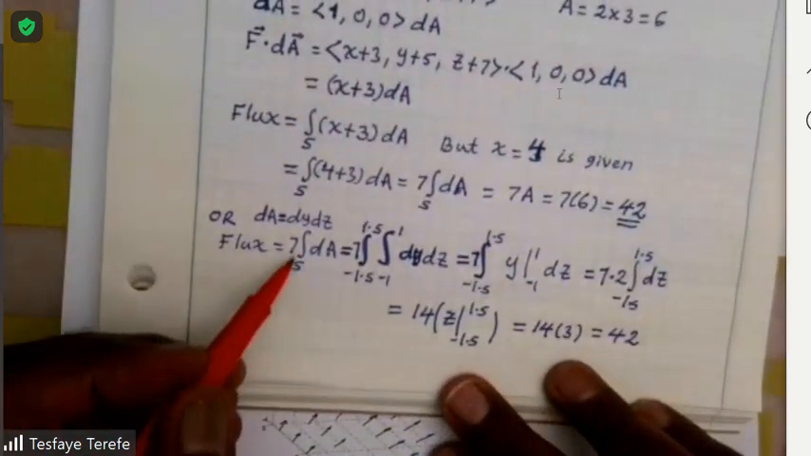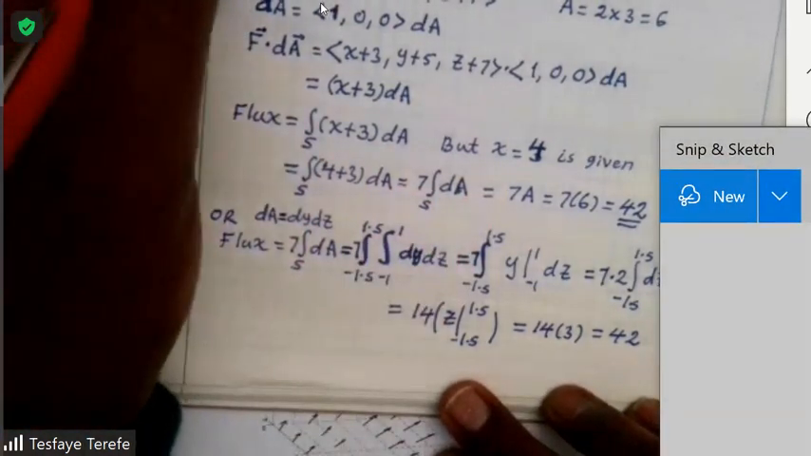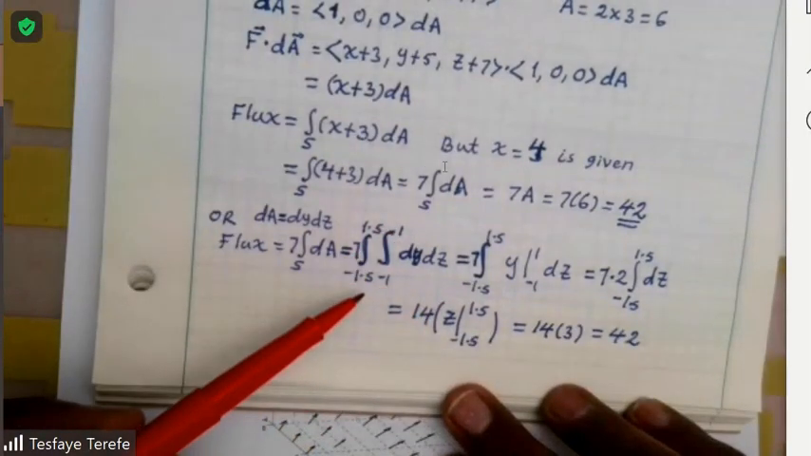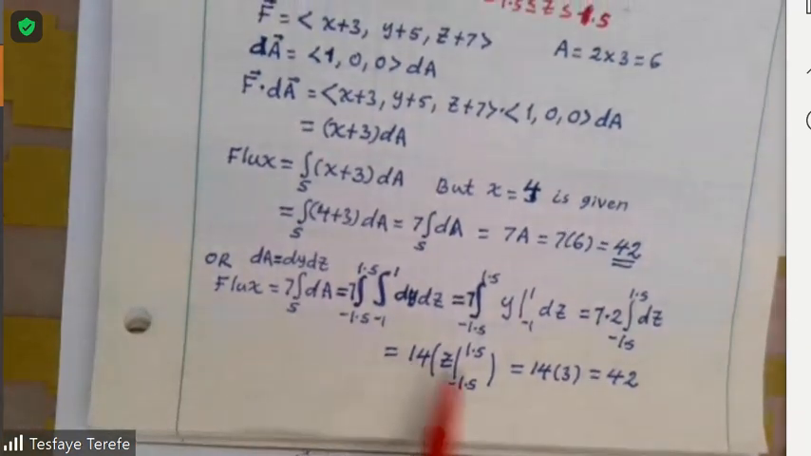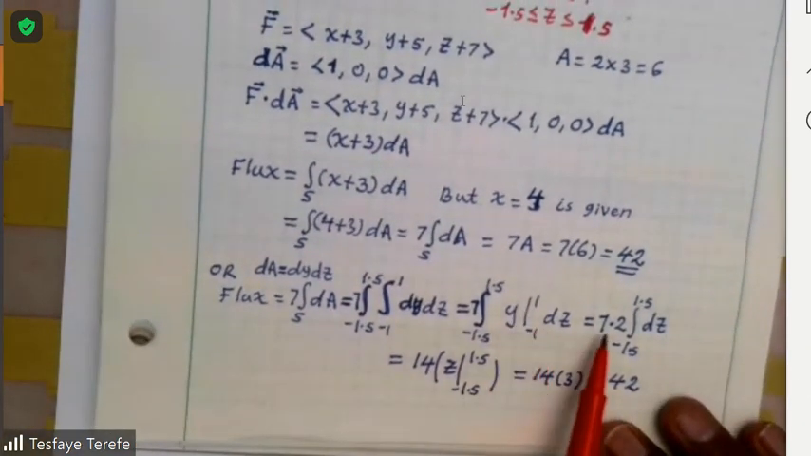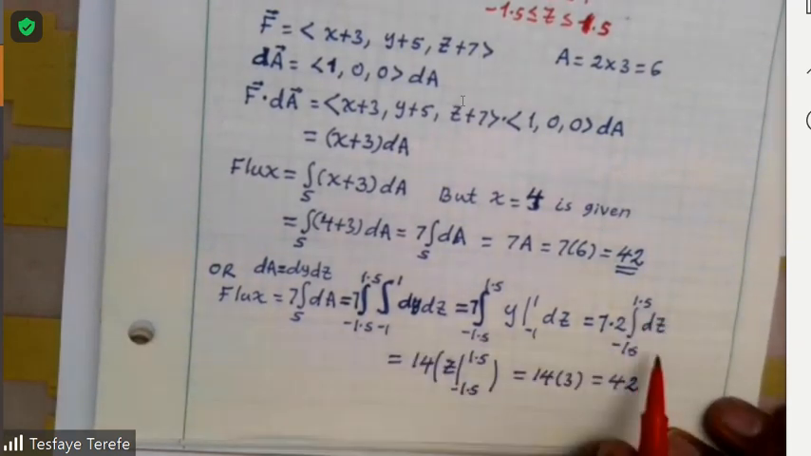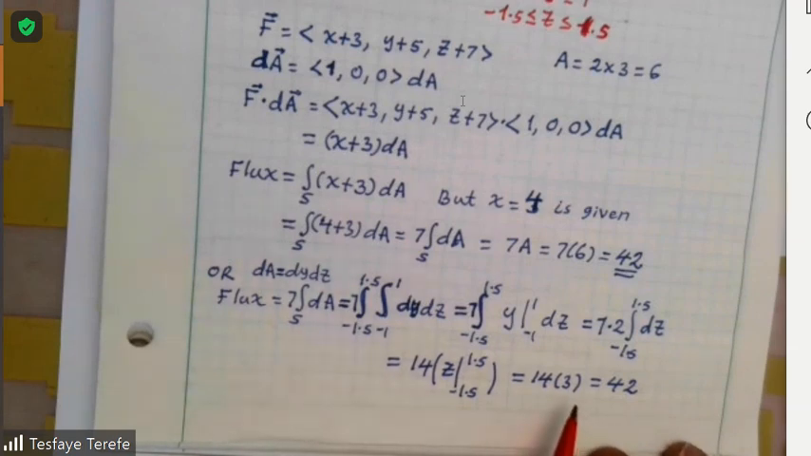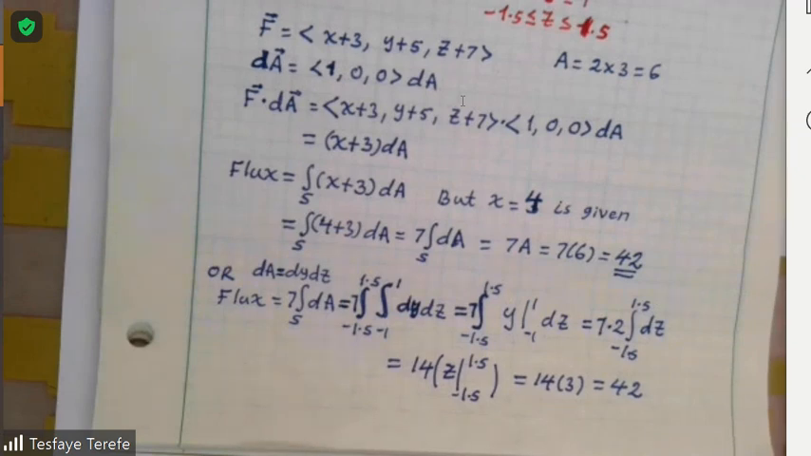So flux 7, the calculation is the same, and dA is dy dz because the change is in y and z. So dy dz, y is changing from negative 1 up to 1, and z is changing from negative 1.5 to 1.5. So as a double integral, you evaluate this one, you'll get 2. 7 times 2 is 14, and you integrate from negative 1.5 to 1.5 dz. And that is z. When you plug 1.5 minus negative 1.5, it is 3. And 14 times 3 is 42. And in both cases, we get the same.